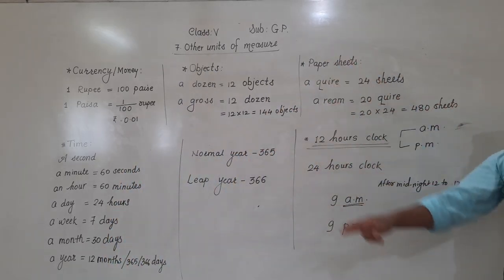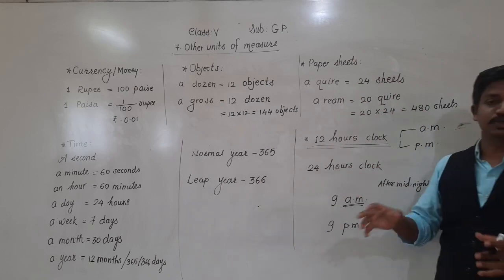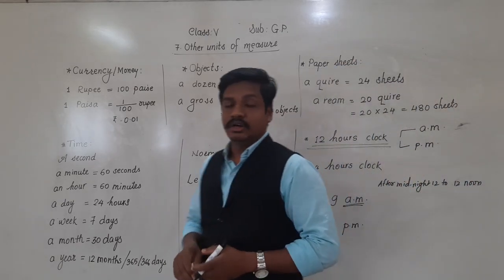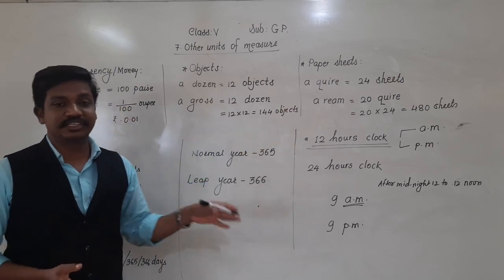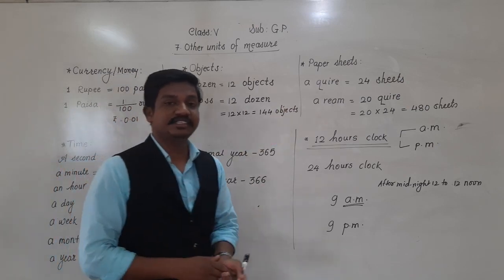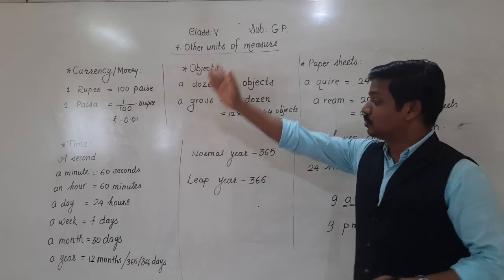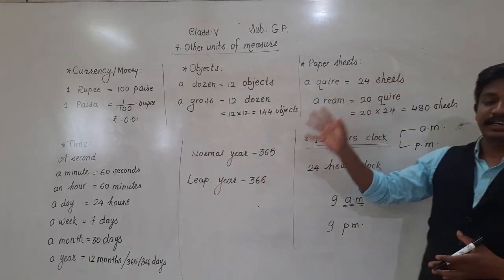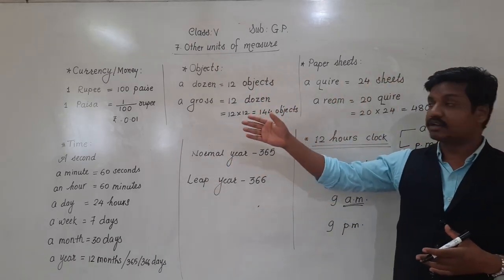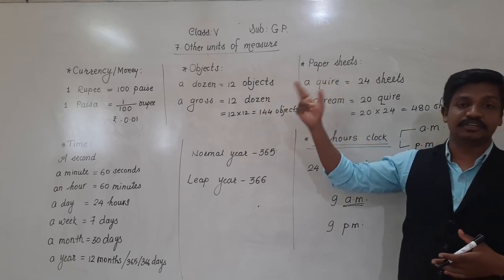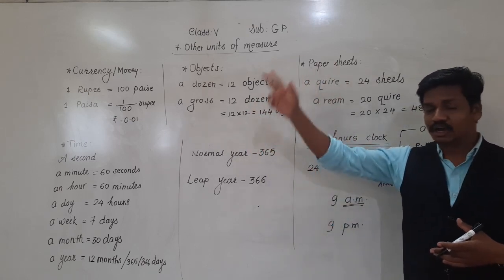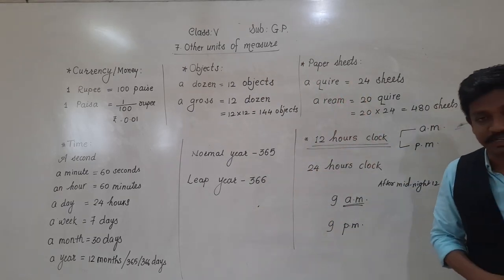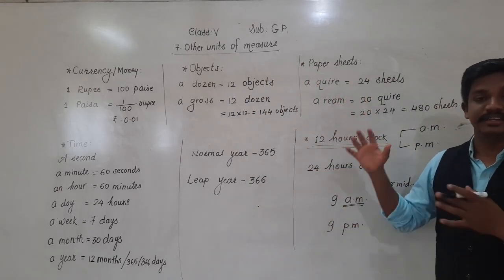All these units we are going to see in this chapter. All the word problems and conversions related to these units we are going to learn in this chapter. In your notebook, write all these units and memorize them. One dozen means how many objects, one gross means how many dozen, one gross means how many objects. All this should be on the tip of your tongue. Okay, revise this every day.